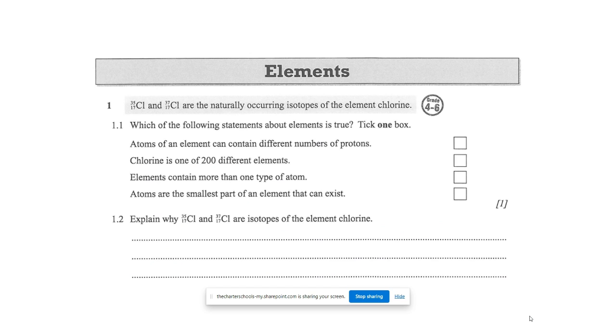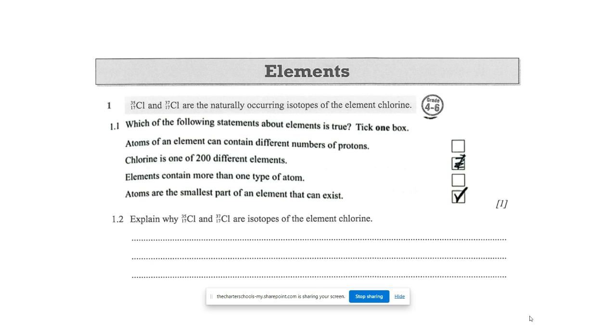So it's wrong. Elements contain more than one type of atom. Absolutely not. Elements contain only one type of atom. It's compounds that contain more than one type of atom. And atoms are the smallest part of an element that can exist is true. So the last answer was correct.